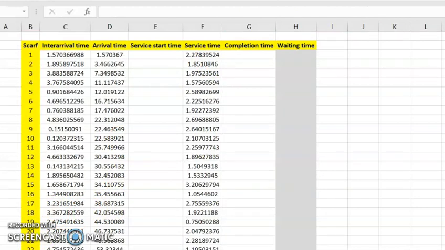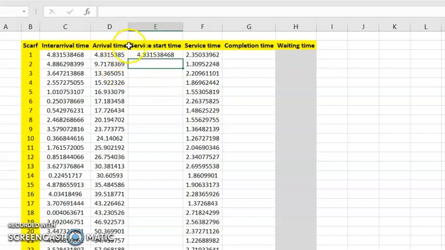Now that we have service time and arrival time, we can work on service start time, this column here. For the first scarf, since there is no previous customer, the service start time is exactly equal to the arrival time. So for the first scarf, the service start time is 4.83. Why? Because scarf 1 arrives into the inspection station at 4.83.